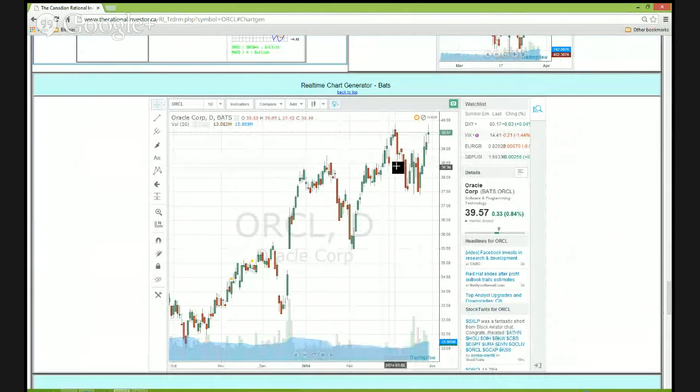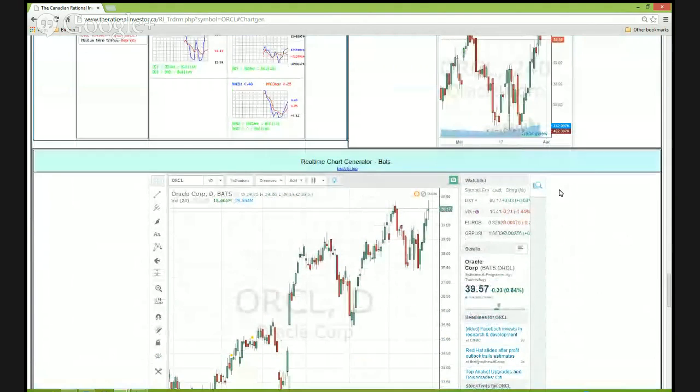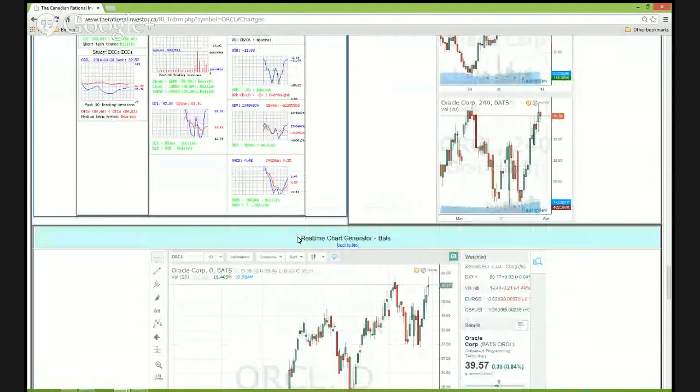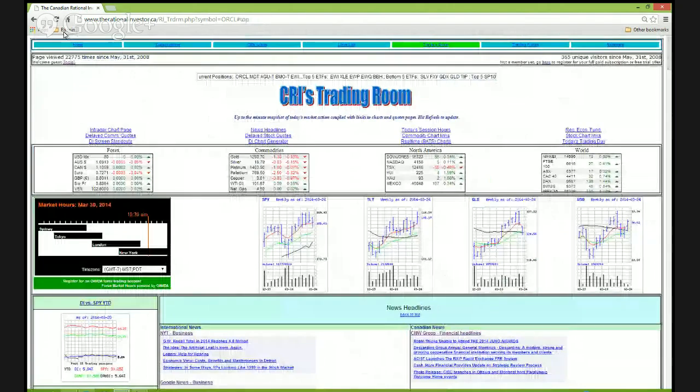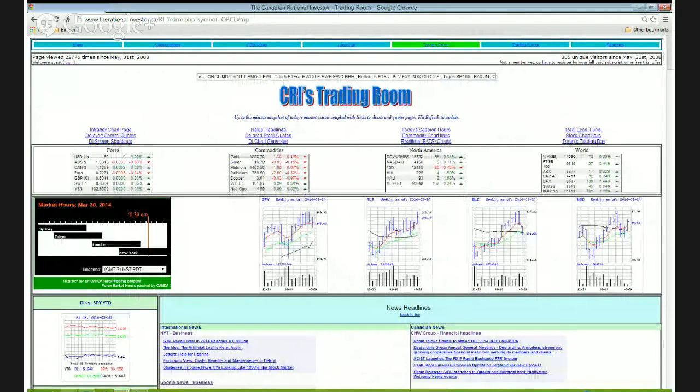And really, not a big surprise why Oracle would be on the top flyers list, because frankly, this is a pretty strong looking chart, eh? So that's just a nice little summary of that algo and how you can use it on a daily basis, and you don't even need to actually subscribe. You can get all the information through the trading room page, which is free.